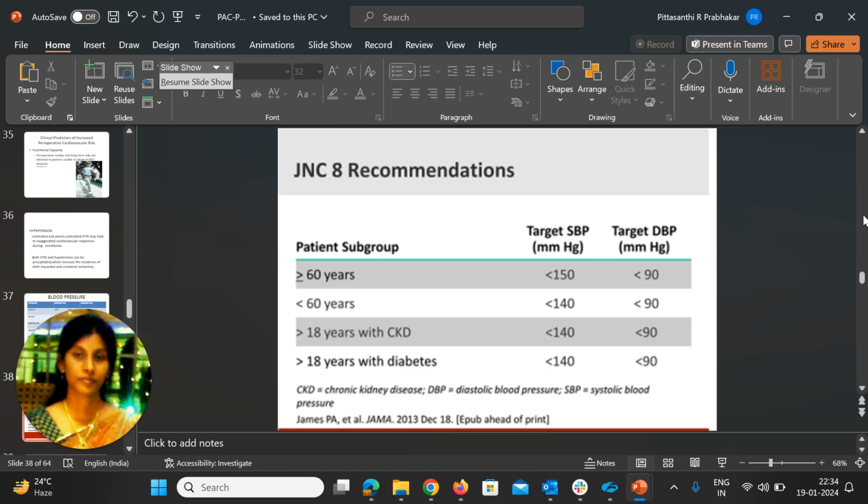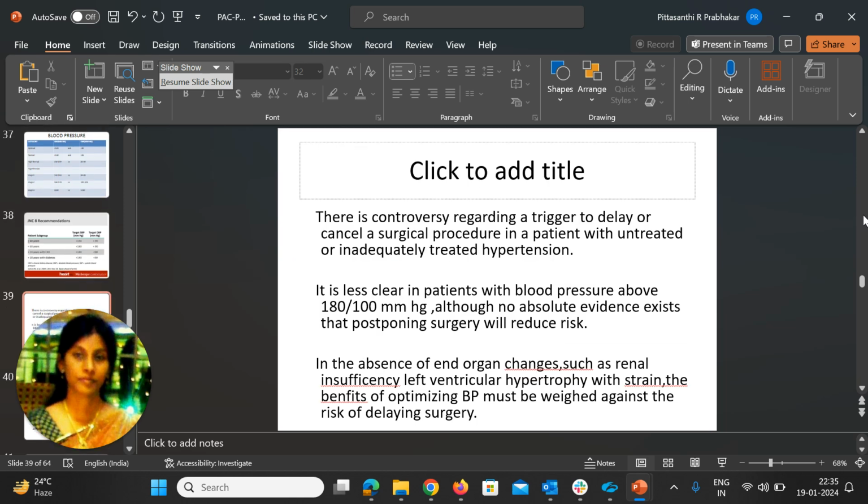According to the Joint National Committee 8 recommendations, if the subgroup is 60 years or older, the target systolic blood pressure should be less than 150 and diastolic less than 90. Under 60 years, it should be less than 140 by 90. Those older than 18 years with CKD, less than 140 by 90. Those older than 18 years with diabetes, less than 140 by 90.